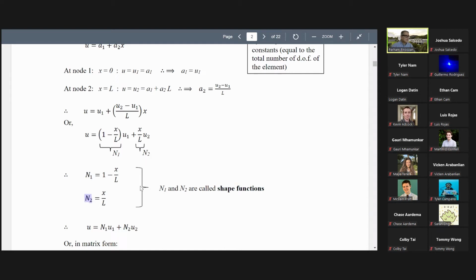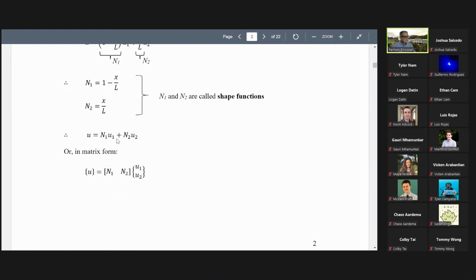Now, this is the line element. This is a linear line element, very simple, the simplest type of element. Shape functions are 1 minus x over L, and N2 is x over L. This belongs to node 1, and this is associated with node 2. So this U, we can write it as N1 times U1 plus N2 times U2. This is what you see here. So displacement is written in terms of shape functions and nodal displacements.